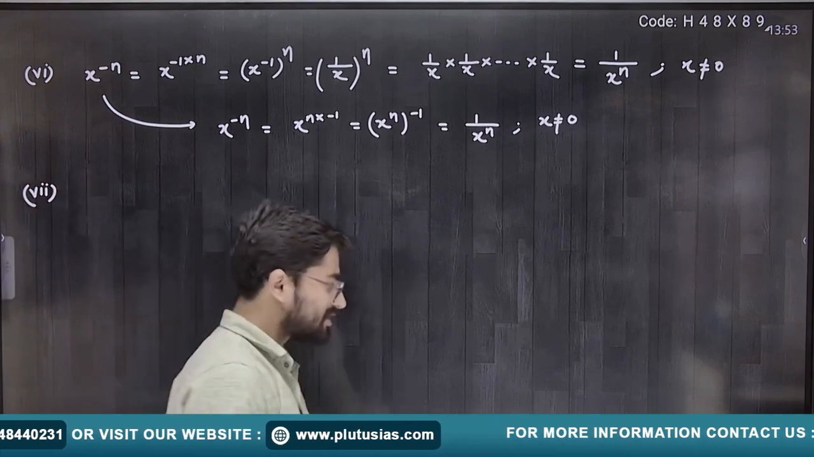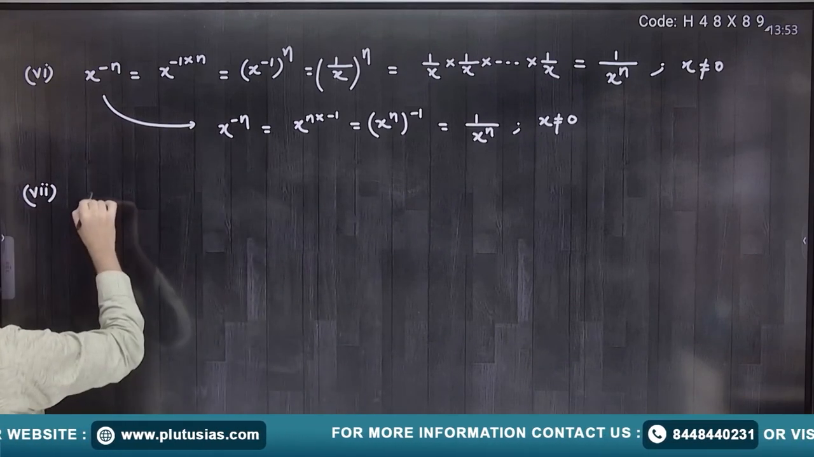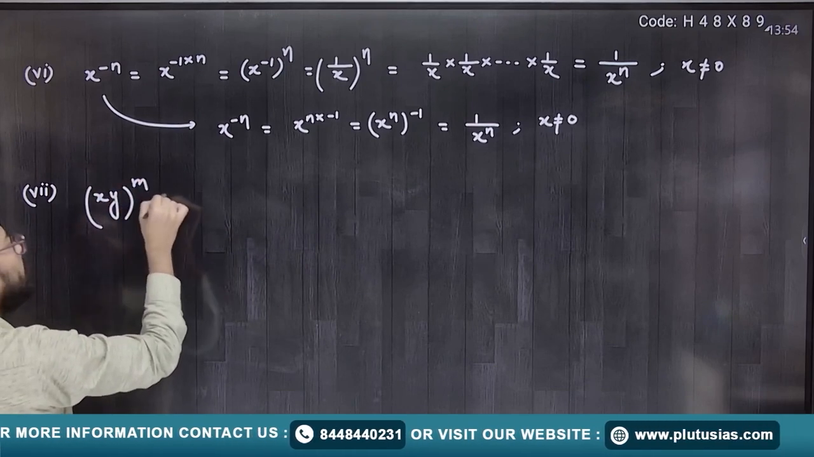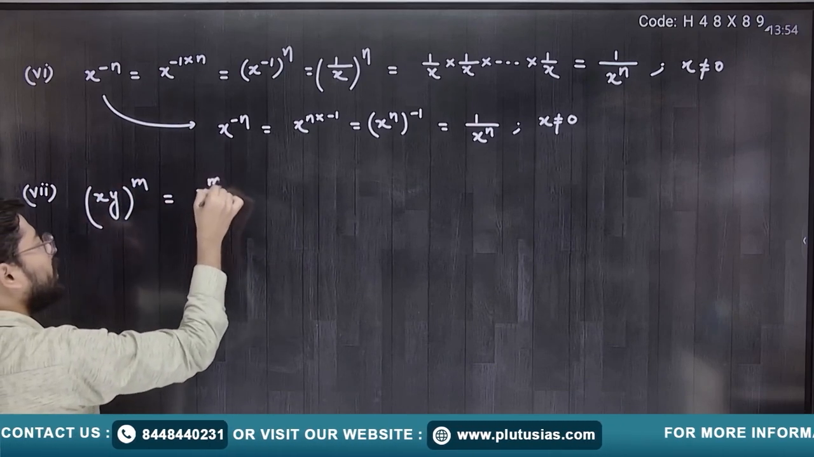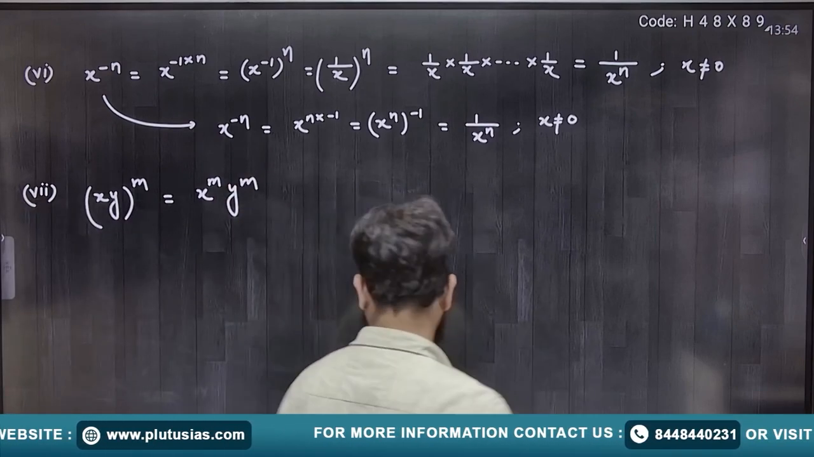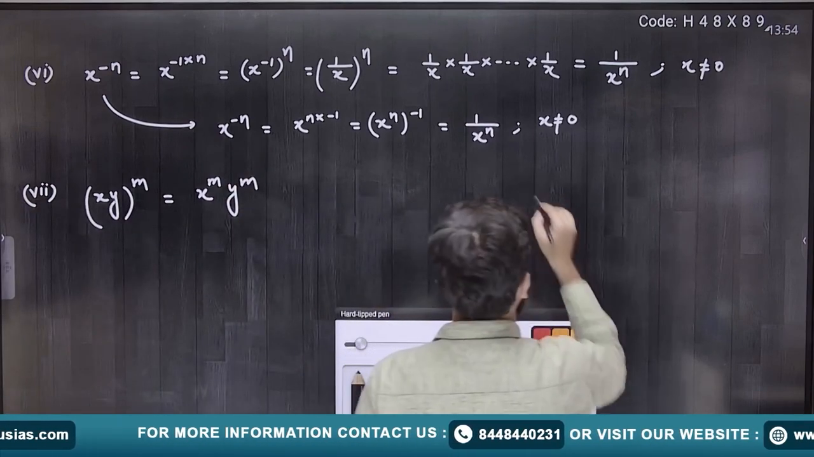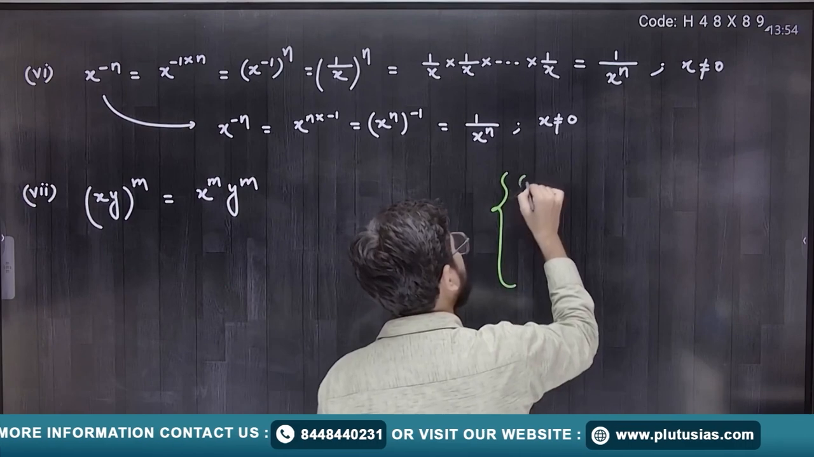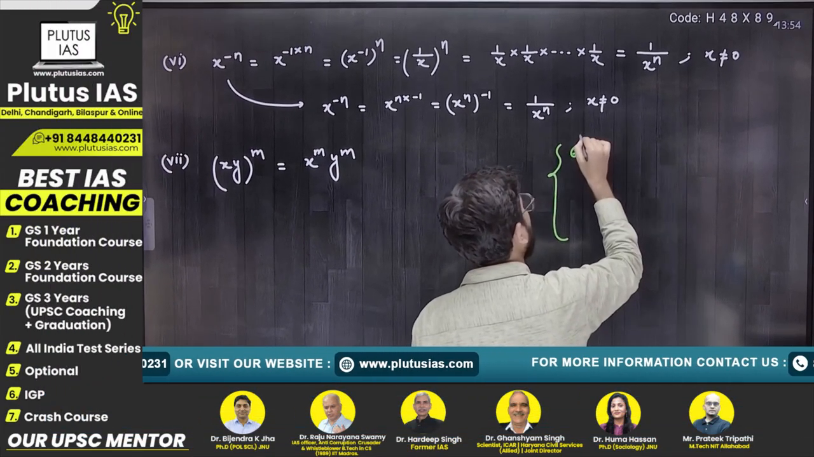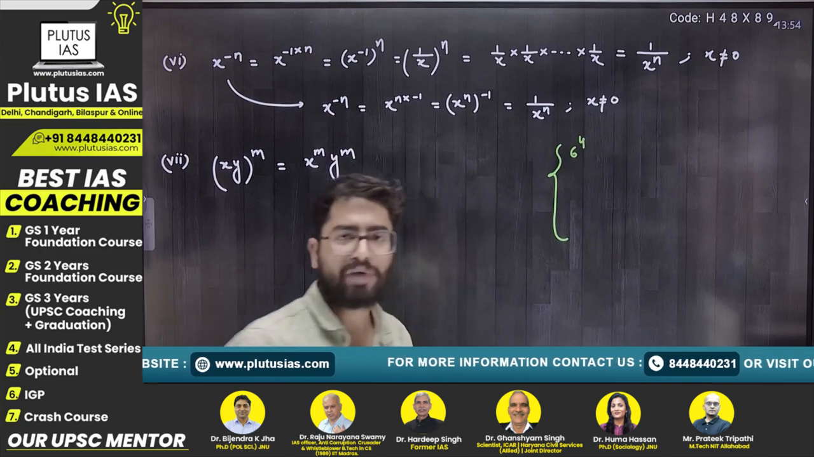Seventh property says that if you have xy to the power m, you can say that is x power m into y power m. For example, let's take 6 raised to power 4, a smaller number.